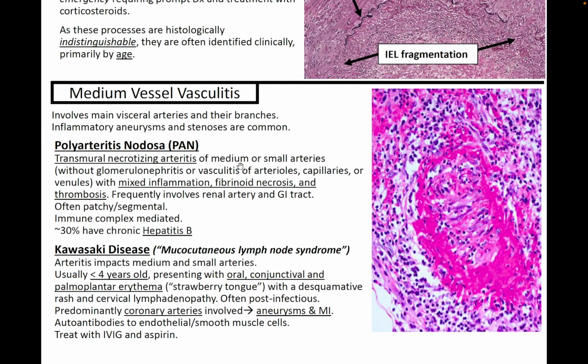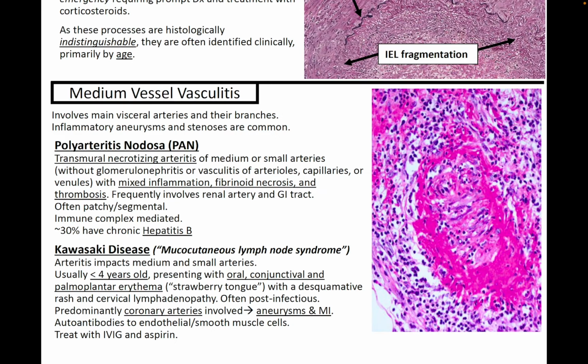Polyarteritis nodosa frequently involves the renal artery in the GI tract, and it's often patchy or segmental. It's immune complex mediated, and about 30% have chronic hepatitis B. Next up, we've got Kawasaki disease, also within the medium vessel vasculitis family. And Kawasaki disease is also known as mucocutaneous lymph node syndrome.